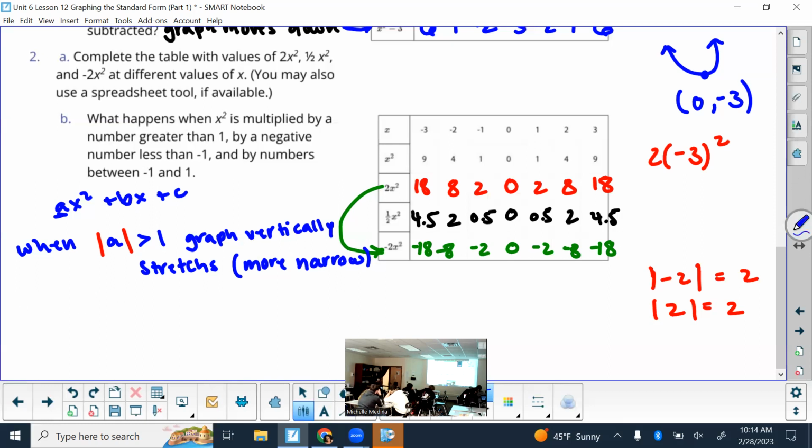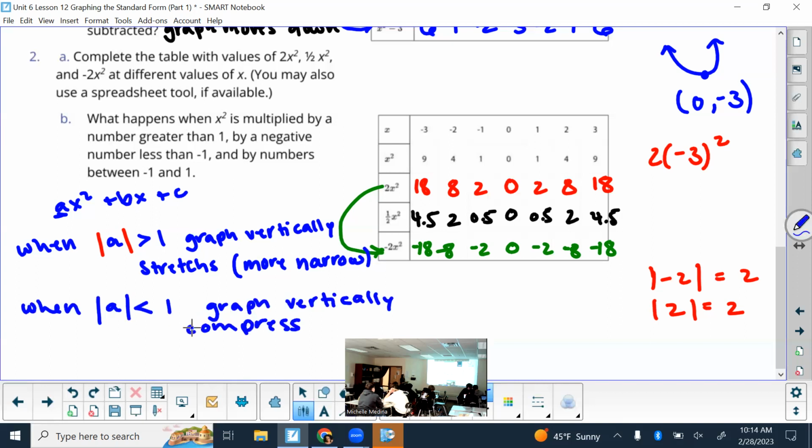All right, when A, and we're going to put the absolute value of A as well, is less than 1, the graph vertically compresses, which is like math talk for saying that it gets more wide.